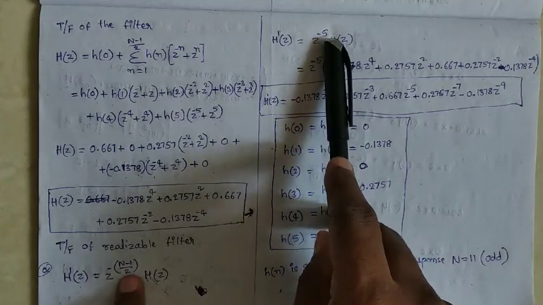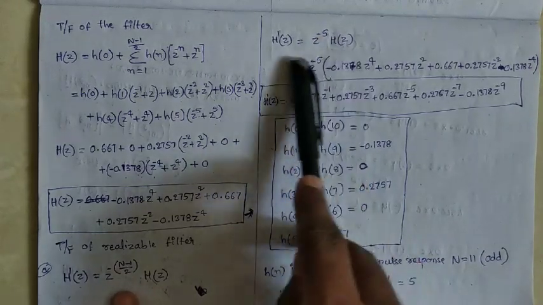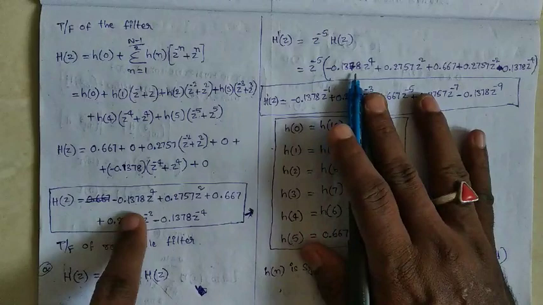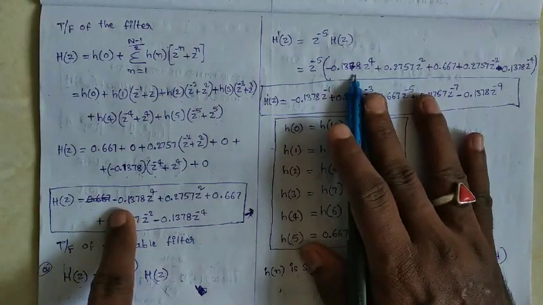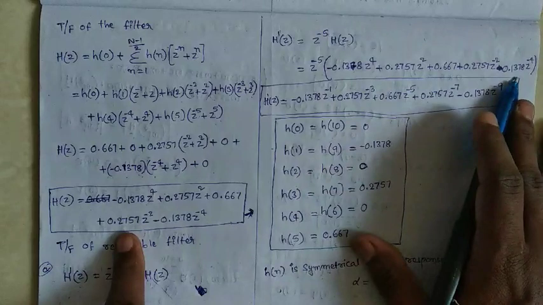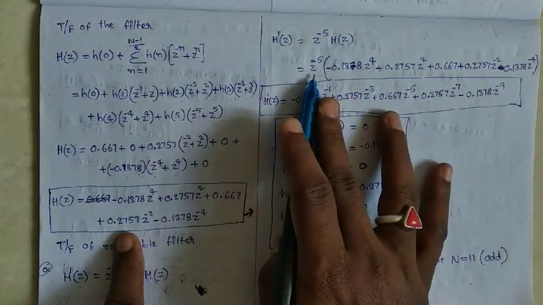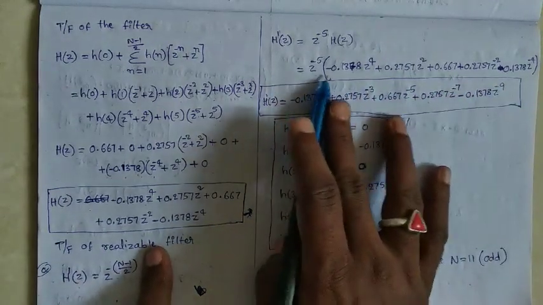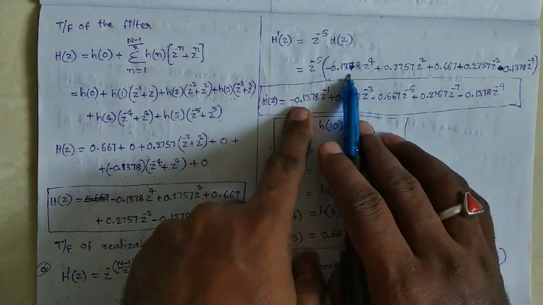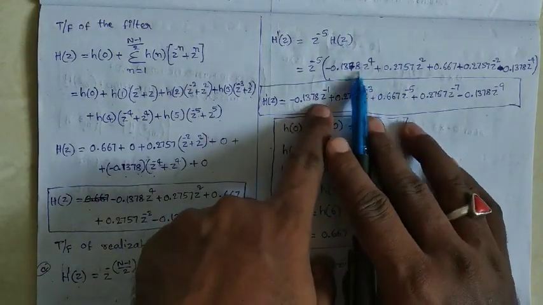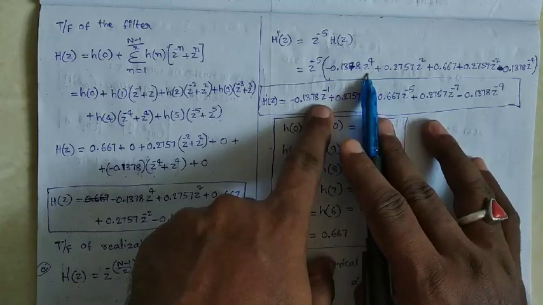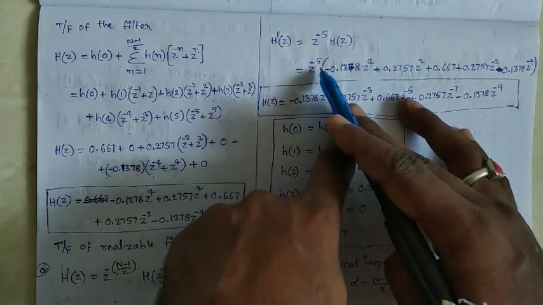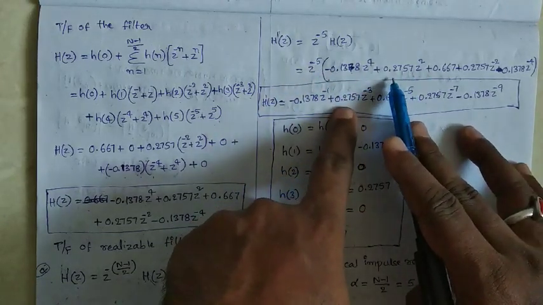So z^-5 into H(z): H'(z) is equal to z^-5 into H(z). Here we are substituting H(z), then multiplying this z^-5 with these terms. The first term, minus 0.1378 z^4 times z^-5, gives z^-1, plus 0.2757, this z^-5 is multiplied with this term. Resulting value is what?